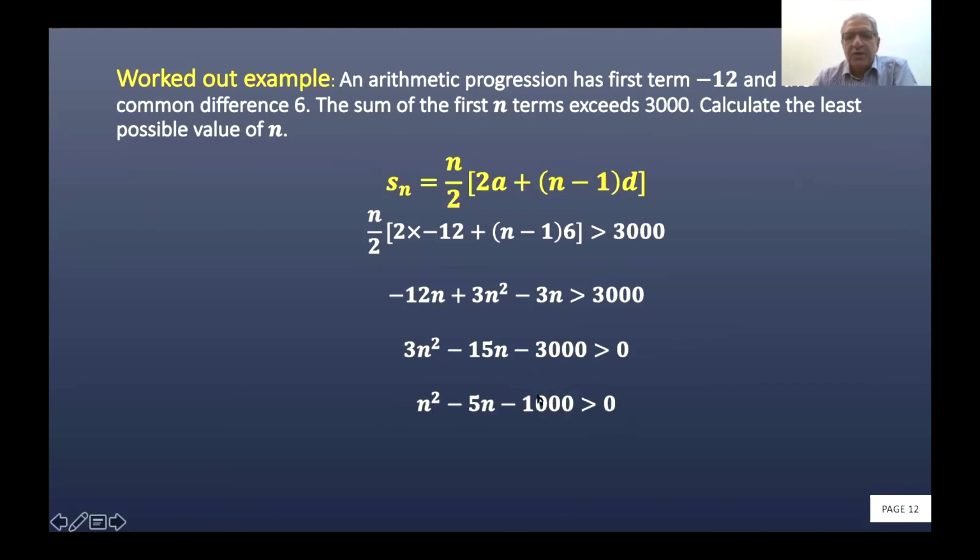Now, solve this equation. You are going to get 2 answers, one negative, one positive. Surely the negative is not accepted. N should be more than, you're getting n more than 34.22. Therefore, n is 35. The first number more than this is 35. Therefore, the first number for which the sum exceeds 3000 is 35. That means if you are adding 34 terms, the sum will be less than 3000. But if you are adding 35, the sum will be more than 3000.